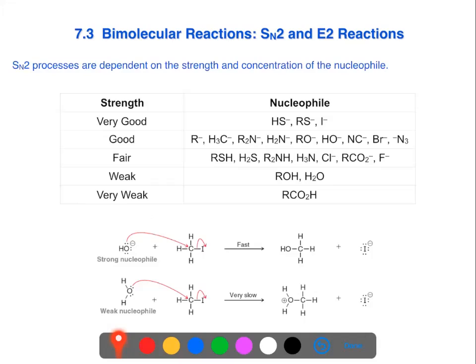Whereas the opposite is true, that water being a weaker nucleophile, although the reaction may go for the most reactive of the alkyl halides, the methyl halides, the reaction will be quite slow.